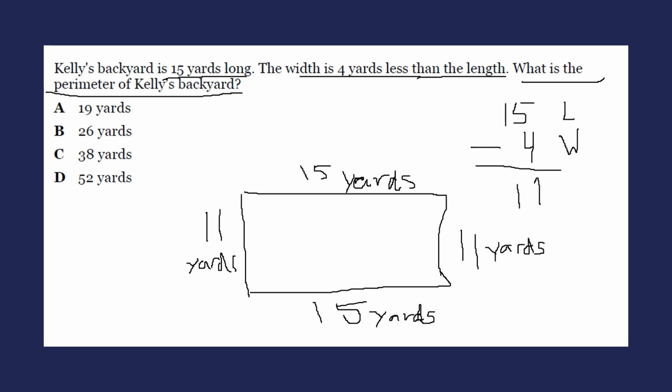So now that I know each of my side lengths for Kelly's backyard, to determine the perimeter, I need to add all side lengths. Unlike area, where we multiply length times width, with perimeter, you're going to add all side lengths. And I determined all my side lengths because I know both of the side lengths for the length are 15 yards long each side, and for the width it is 11 yards each side. But I can't add 4 numbers at once, so I'm going to add 2 at a time.